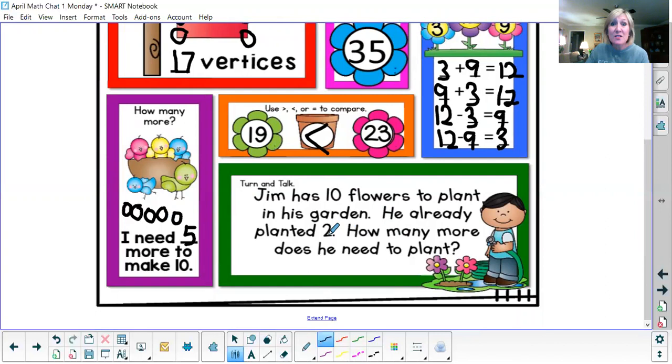Okay, this last one is a word problem. I'm going to read it with you and we're going to work on it together. Jim has 10 flowers to plant in his garden. So he needs to plant how many? 10. That's the whole number that he needs to plant. Now, he already planted 2. So he's got to plant 10. He's already planted part of those. He's already planted 2. So we need to know how many more he needs to plant to get up to the number that he has in all, to get up to 10.